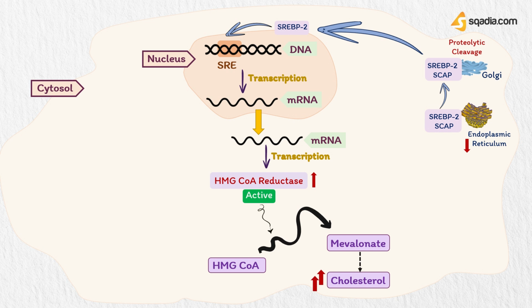However, if sterols are abundant, they bind SCAP at its sterol sensing domain and induce the binding of SCAP to yet other ER membrane proteins, the insulin-induced gene proteins, or INSIGs. This results in the retention of the SCAP-SREBP complex in the SER, thereby preventing the activation of SREBP2 and leading to downregulation of cholesterol synthesis.